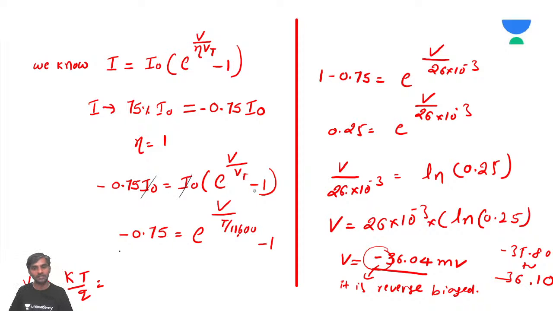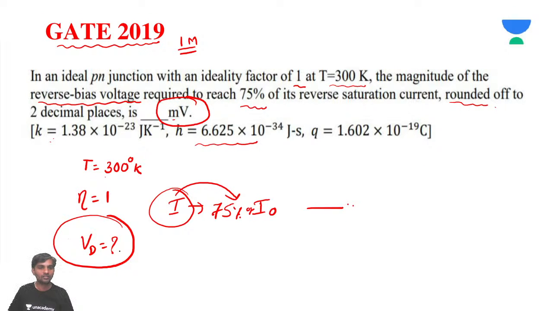0.036 is correct, Sandhya, but the question is asking in millivolts. That is the problem. You should see what the given problem is asking for. Your answer, 0.036, is in volts, but it is asking in millivolts, so it's going to be 36 point something millivolts. So be careful while you are writing the answer.